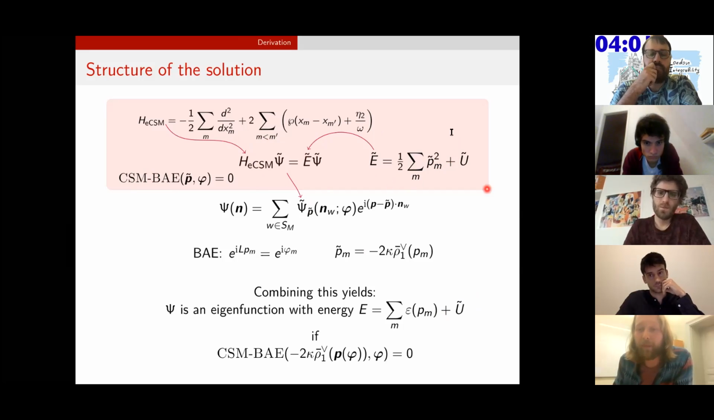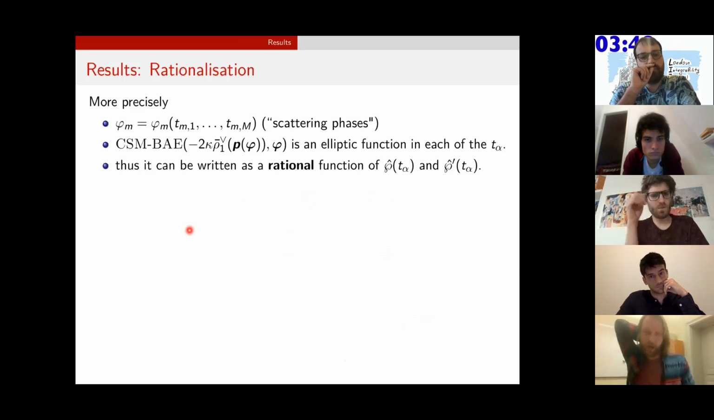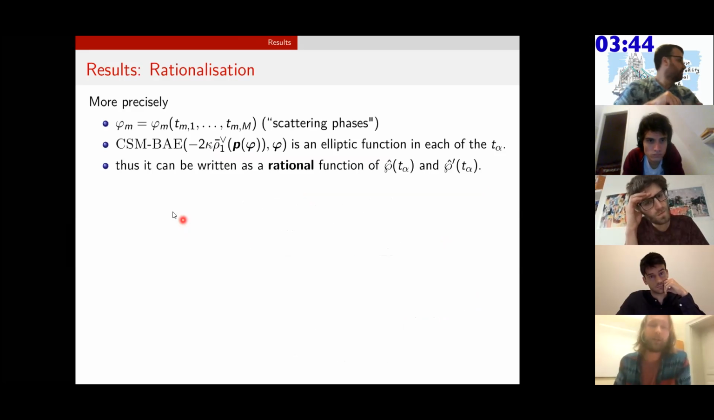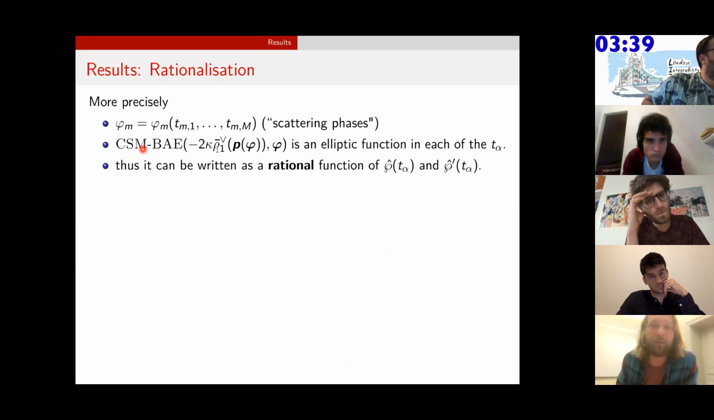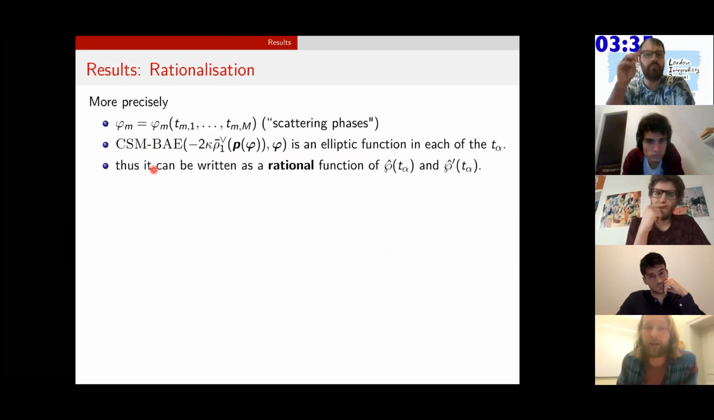So in principle, if I manage to find a solution where u tilde equals 0, I would get fully additive solutions. Now this might of course be too much to ask for, but at least it's as close to additivity as you could wish to go. Now, this solution is very nice. As it turns out, if you unpackage these packages phi into individual scattering phases, the constraints are actually elliptic functions in each of the t's, each of these scattering phases. This means through elliptic function theory that they can actually be written as rational functions of y plus p of t and y plus p tilde of t.